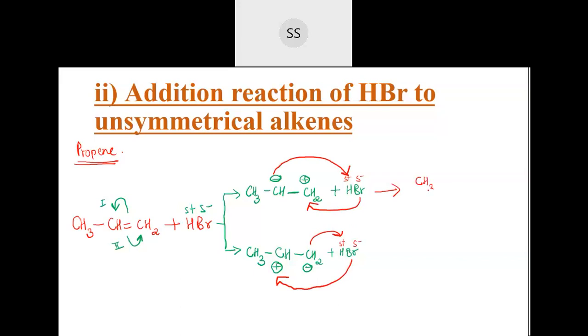So you see the product: CH3, then I have CH. Here one hydrogen is already there, it will take another hydrogen, so you get CH2. Then CH2 is linked with bromine, Br. Next you see CH3, then I have CH, and that CH is taking Br. So I get CH, then Br. And then the remaining CH2 minus will take a hydrogen, so I get CH3. So two compounds you are getting.